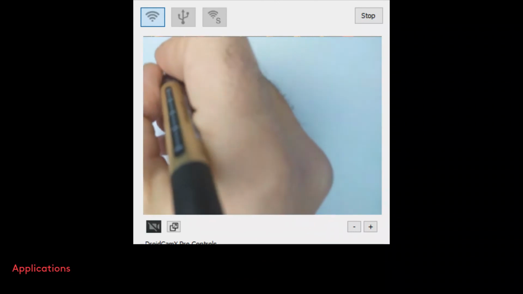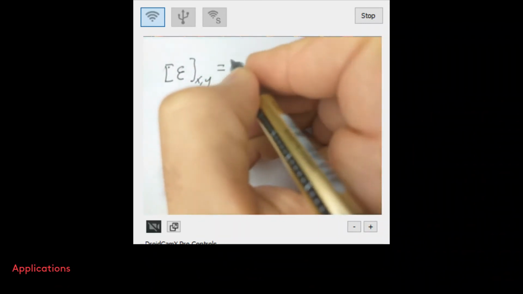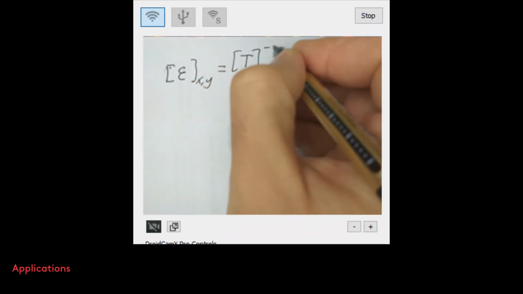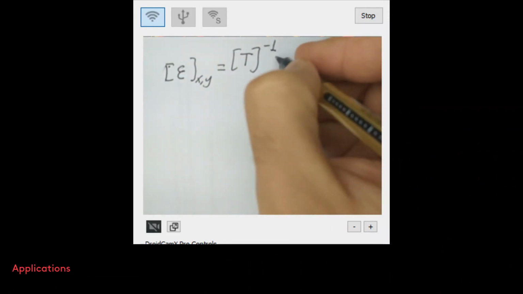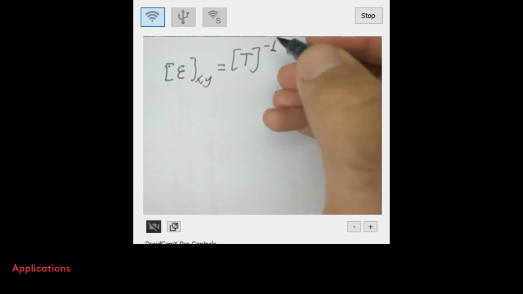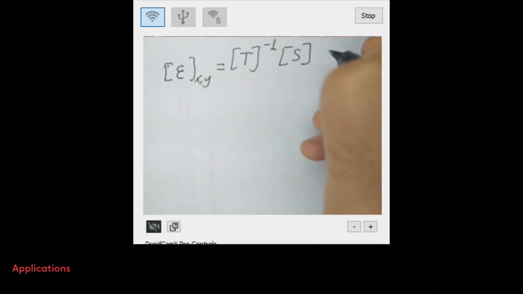So for an arbitrarily oriented coordinate system, let's say this is xy, that is equal to the inverse of the transformation matrix. So I will write the transformation matrix as well. Transformation matrix multiplied by the compliance multiplied by the transformation matrix itself multiplied by the stress tensor.